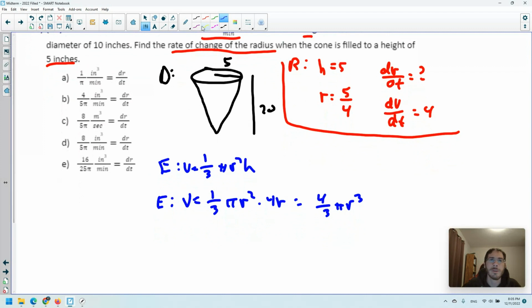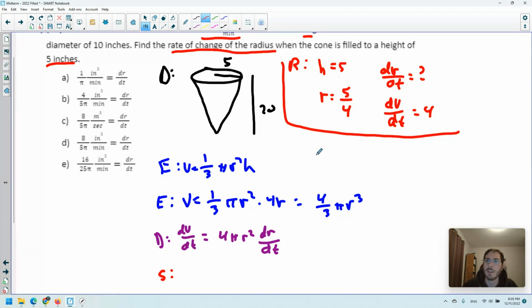We'll do the derivative. The derivative of volume is just dv/dt. Over here, we end up with the power rule, and we get 4 pi r squared dr/dt, because the 3 will come down and cancel out the 3 right here. All right, so we've got our radius. What we need to do is plug everything in. We're going to substitute and solve. So let's go ahead and do that.